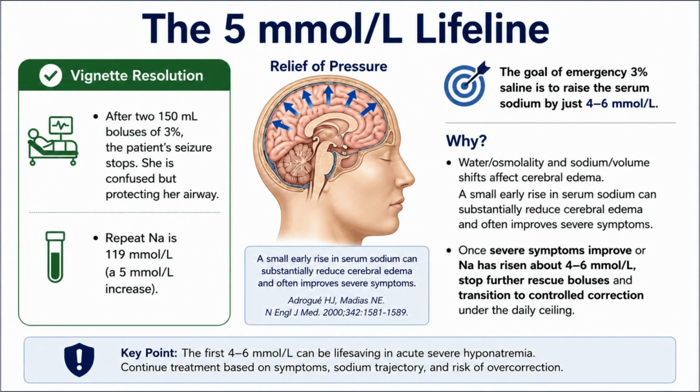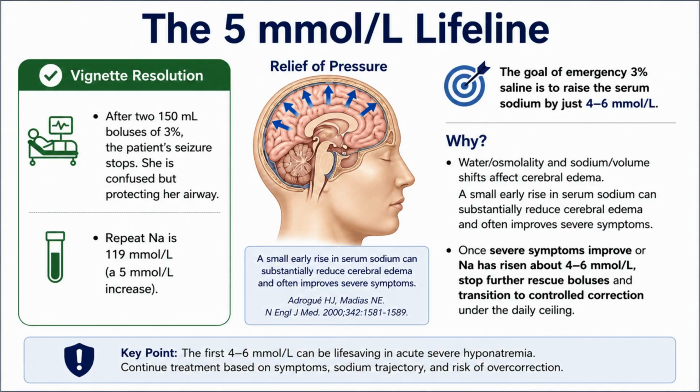After 2 150 milliliter boluses of 3% saline, the seizure stops. Repeat sodium is 119 millimoles per liter. That is a 5 millimole per liter rise. Question: should we keep pushing 3% saline because the sodium is still low? Usually, no. Once severe symptoms improve after a rise of about 4 to 6 millimoles per liter, the rescue phase is over. The management goal changes from rapid symptom relief to controlled correction. Why does 5 matter?